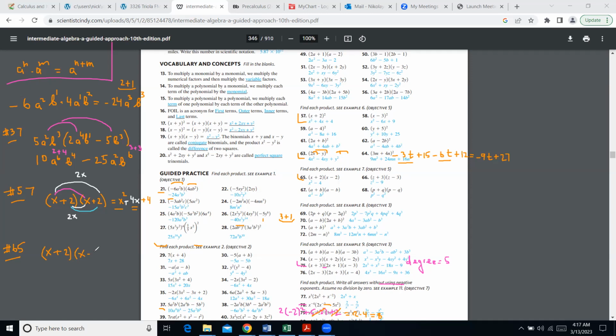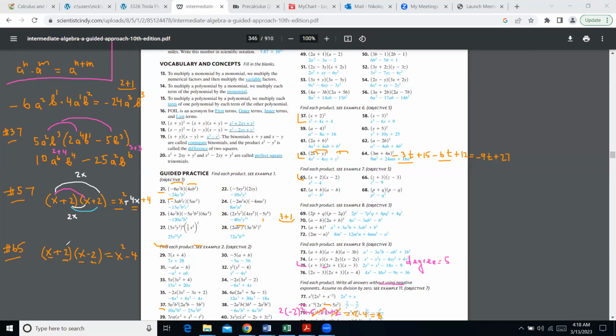So if I follow exact same idea of FOIL, in other words, multiply first, then outside, inside, and the last terms, that's where the word FOIL comes from, F-O-I-L, then when I multiply the first terms, x with another x, I'm going to have x squared. And then if I multiply the last terms, numbers positive 2 and a negative 2, I'm going to get just a negative number 4.